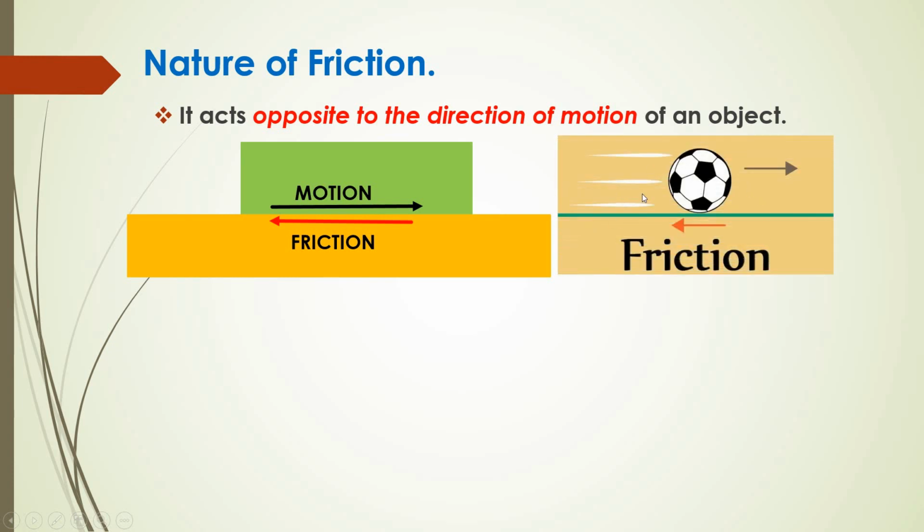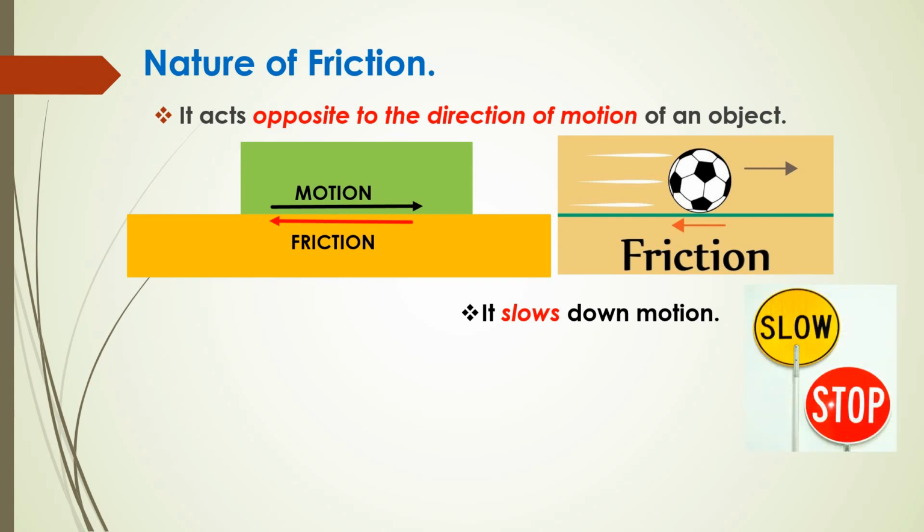This is another diagram to illustrate the first nature of friction. It is opposite to the direction of motion of an object. It slows down motion. Friction always slows down motion, and at the end it always tries to bring the moving object to a stop, to a halt. So friction first slows down the object, and finally it brings the object to rest, or makes the object stop.